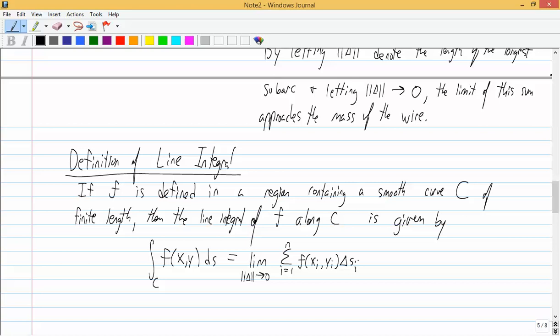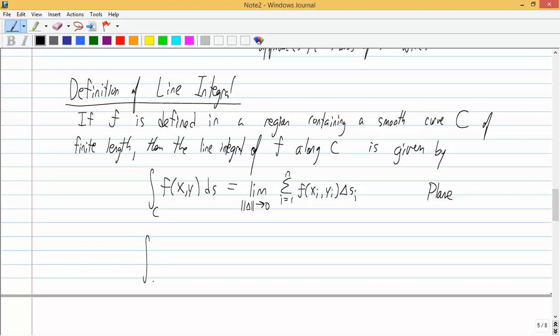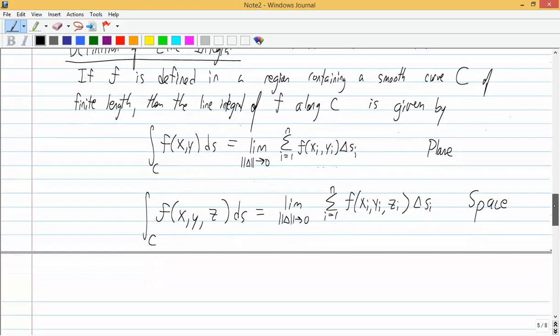Of course, that's just in two dimensions. That would be in the plane. Same thing in three dimensions, just we have one more component. So it's equal to the limit as the magnitude of delta approaches zero of the sum i equals 1 to n of f of x sub i, y sub i, z sub i times delta s sub i. And that would be in space, three dimensions, provided that this limit actually exists.